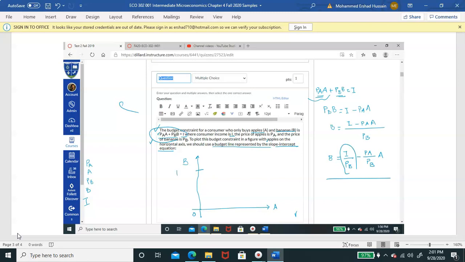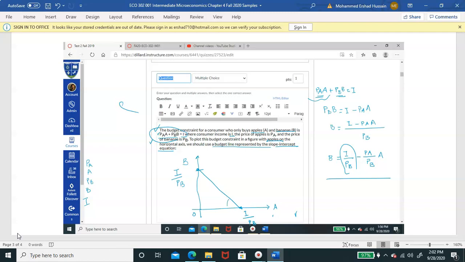So the intercept is I divided by PB, that will be income divided by the price of bananas. We are measuring bananas on the vertical axis, because they are telling us apples are on the horizontal axis. Here, with bananas on the vertical axis, this will be the budget line. This intercept will be income I divided by the price of bananas.